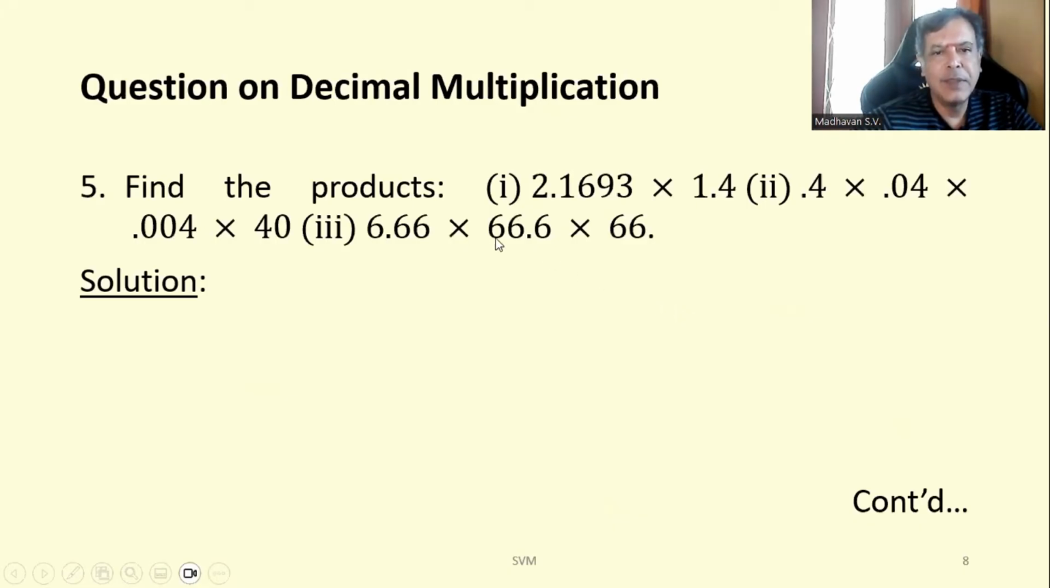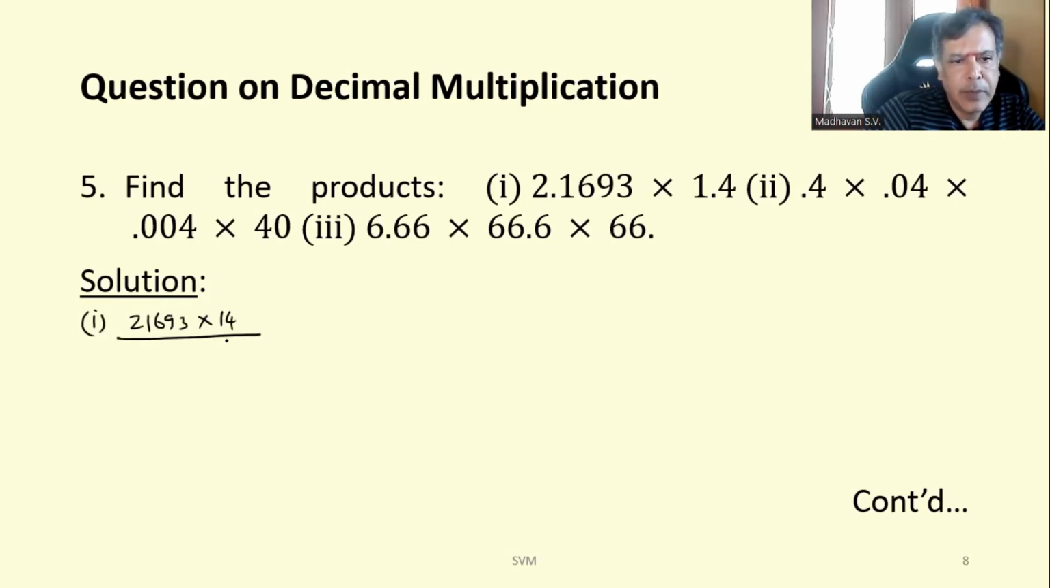Find the products of, these are decimals. So for finding the product, we will first multiply without the decimal. Let me consider the first one. 21693 into 14. First 4 3s are 12, 4 9s are 36, 37, 3, 4 6s are 24, plus 3, 27, 2. This is 6, this is 8. Then we will write 3 9 6 1 2. If we add, we get 3 0 3 7 0 2.